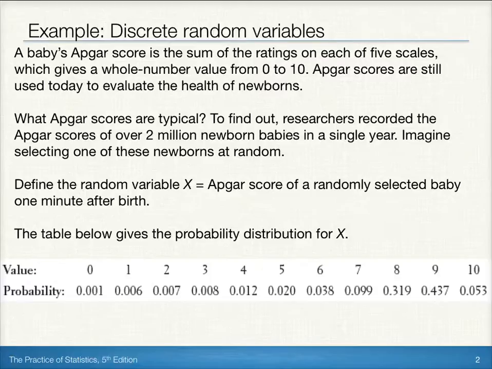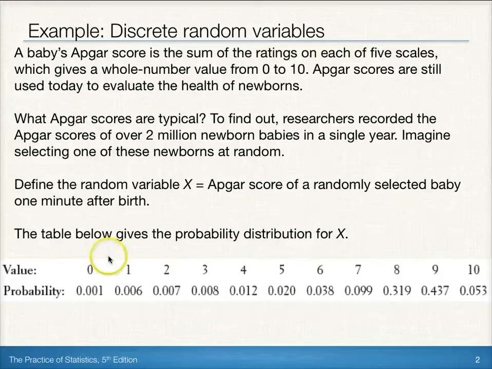So let's say we wanted to know what Apgar scores are typical. Well, to find out, researchers recorded the scores of over 2 million newborn babies in a single year. Now imagine selecting one of those newborns at random. Let's define the random variable x to be the Apgar score of a randomly selected baby 1 minute after birth.